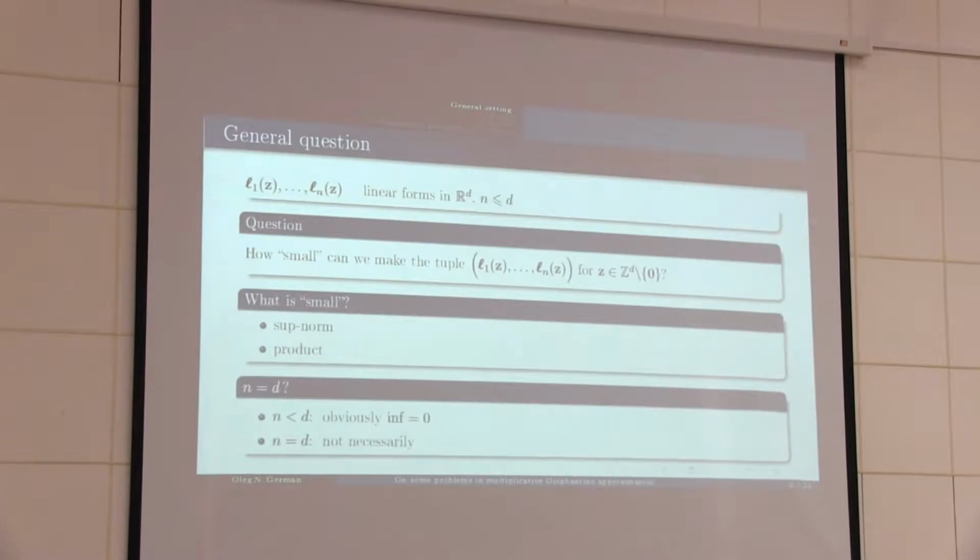Or, it's better to say, to look at the n-th root of these n numbers. And of course, if n is less than d, the number of linear forms is less than the dimension of the space, then we have an unbounded region, and not only an unbounded one, but a kind of cylindrical one. So in this case, obviously, the infimum of anything like this will be zero. But if n is equal to d, then it's not necessarily so. It can be this, it can be that. Anyway, we'll look at this second way of measuring, the product.